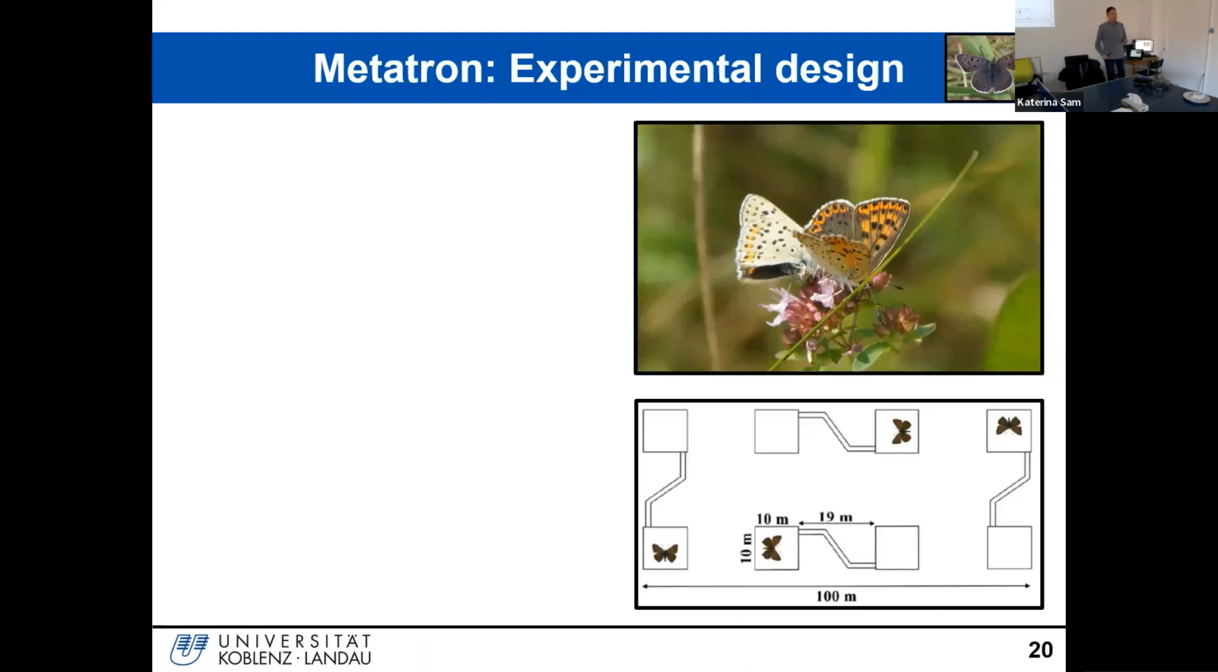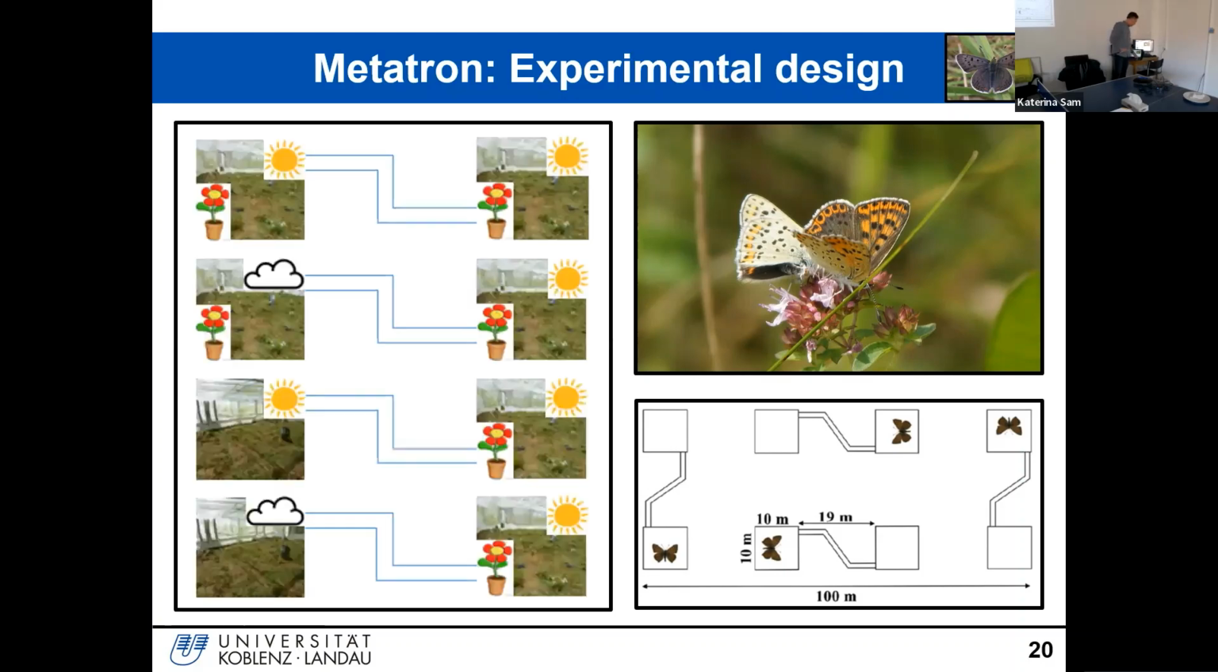We used the most simple design you can imagine. We always connected 2 cages, so one release and one target cage connected by a single corridor. So we just wanted to know the dispersal propensity, the willingness to leave the cage where the butterflies are in.